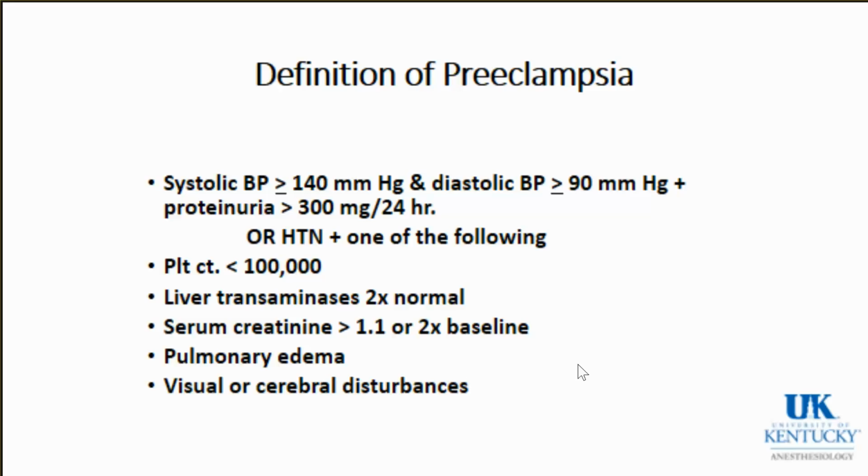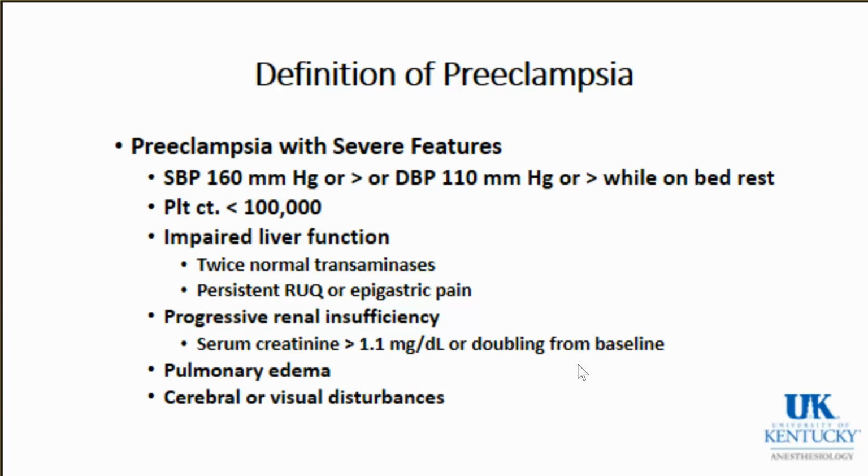Next is preeclampsia. I could spend an hour just talking about it, but anyway, the definition of preeclampsia, as you can see here: systolic pressure of 140 or greater, diastolic 90 or greater, along with proteinuria, or they have changed the definition over the past couple of years. You do not absolutely have to have proteinuria to make the definition of preeclampsia. If you have any of these other things that are listed here in addition to the hypertension, that will give you the diagnosis of preeclampsia.